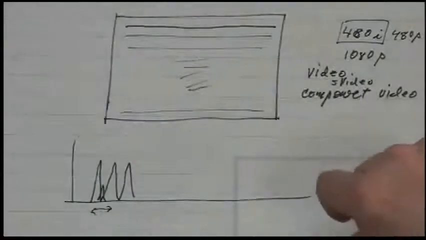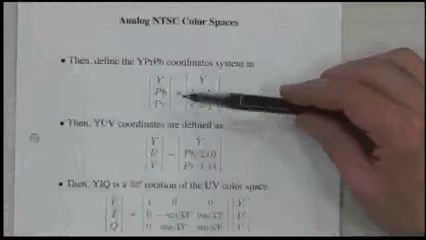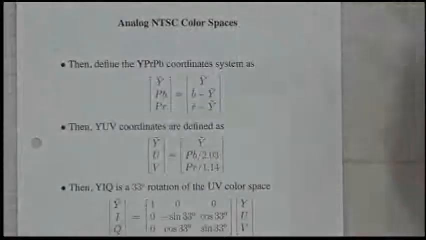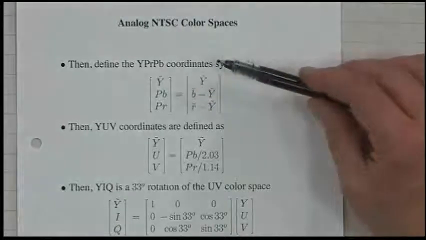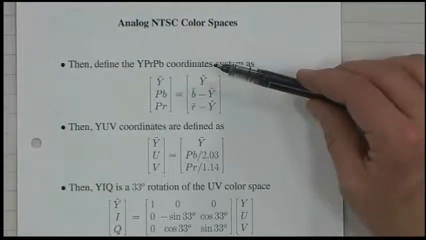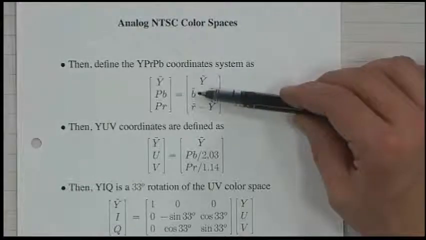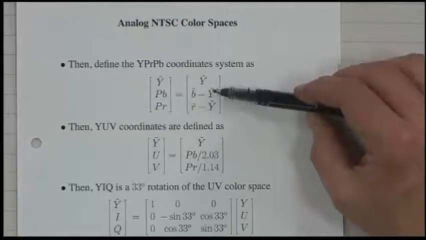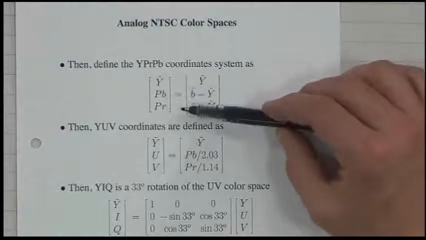Okay? Then there's a thing called YPBPR. Now, if you look on the back of a DVD player, it still, I think, has YPBPR on it. YPBPR are formed by taking, again, these gamma-corrected RGB in whatever color space you're using. Usually it's sRGB. And then you take B minus Y and R minus Y, and that becomes YPBPR.